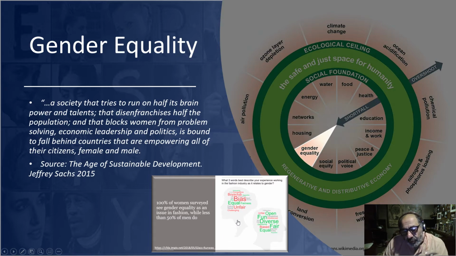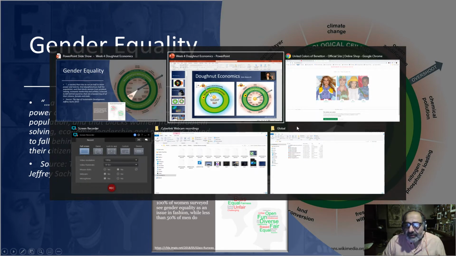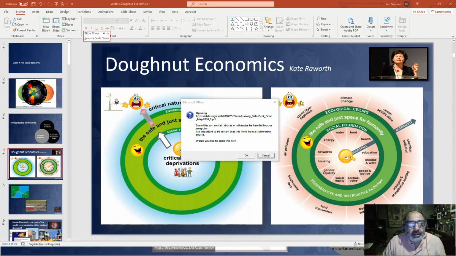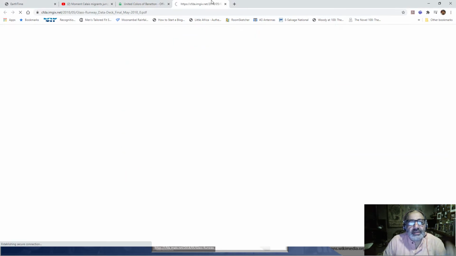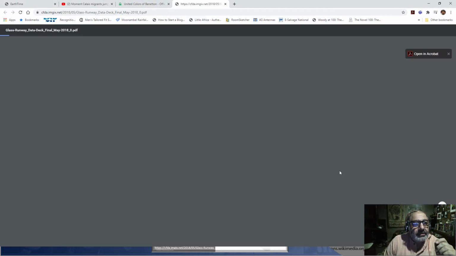And if you look at the words that came up more often for women, it was bias, unfair, boys club, although equal was in there as well. And for men, when they talked about words to describe their experience of working in the fashion industry, men would say it was fun, diverse, fair, and equal. And if you consider this, where are we? Okay, where is it? If you're interested in this topic, it's worth having a look at this report.